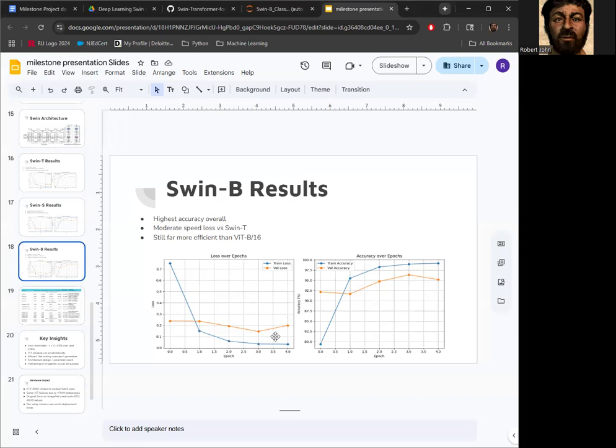The loss curve shows smooth convergence with very low training loss. By the final epoch, validation accuracy peaks at around 96%, slightly higher than Swin S and Swin T. This confirms the trend. Scaling up in Swin does improve accuracy, but the gains are incremental on small datasets, so efficiency considerations remain important, which is one of the baselines of the research. We're not only looking at the best accuracy, but also at efficiency.